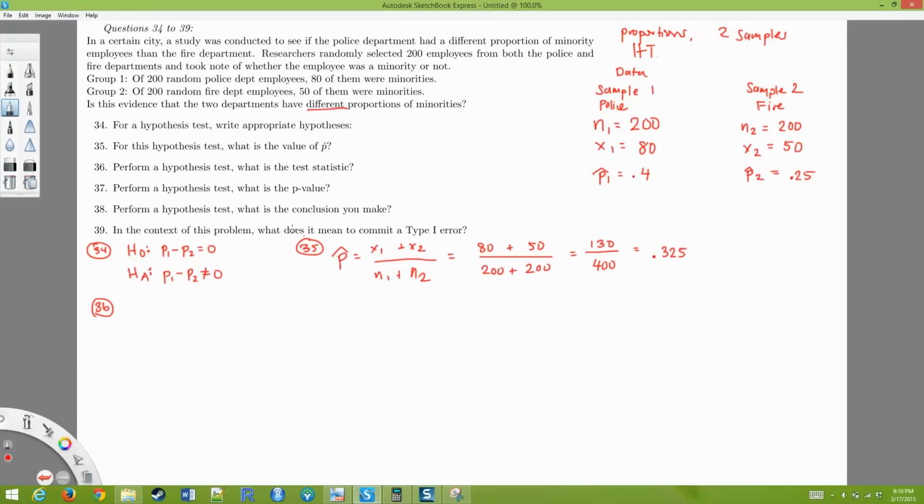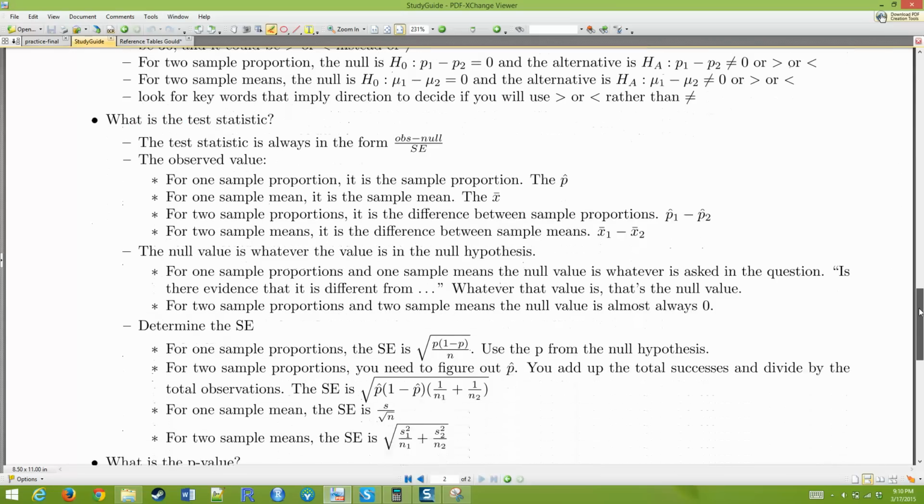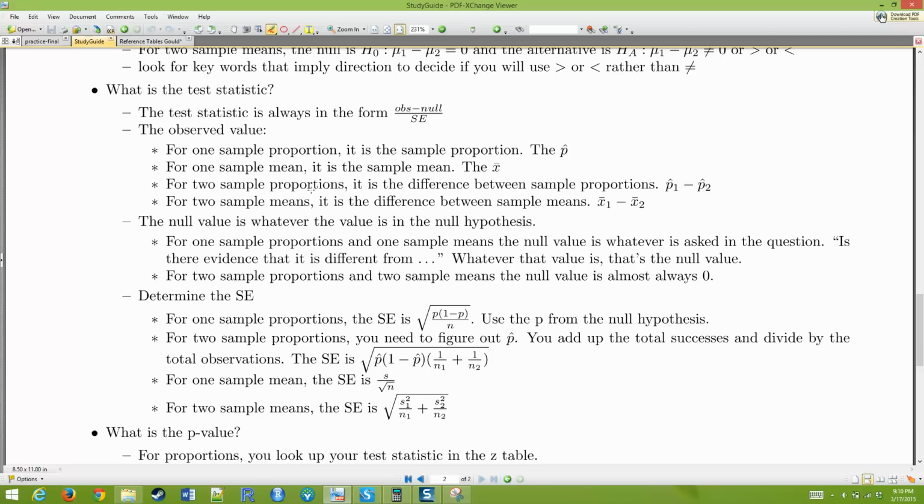Perform a hypothesis test. What is the test statistic? Okay, so Z, all right, well, here, we'll just pretend like we don't know what we're doing. What do I do for the test statistic? Okay, so we know we're dealing with two sample proportions, so the observed value is going to be P1 hat minus P2 hat. Okay, that goes observed minus null. For two sample proportions, the null value is 0, and then the standard error for two sample proportions is this crazy thing. Okay, so we'll do that.